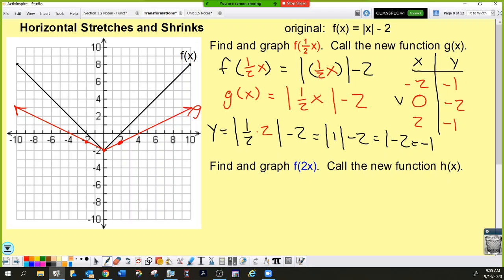Notice the vertex didn't move, but the x-intercepts did. They shrunk? Well, you're going from black to red. Red is the new one. So because the vertex didn't move, if this was the black graph, you're literally grabbing this thing and you're doing this. So this graph got wider. This one did get wider because the x-intercepts were forced to move.